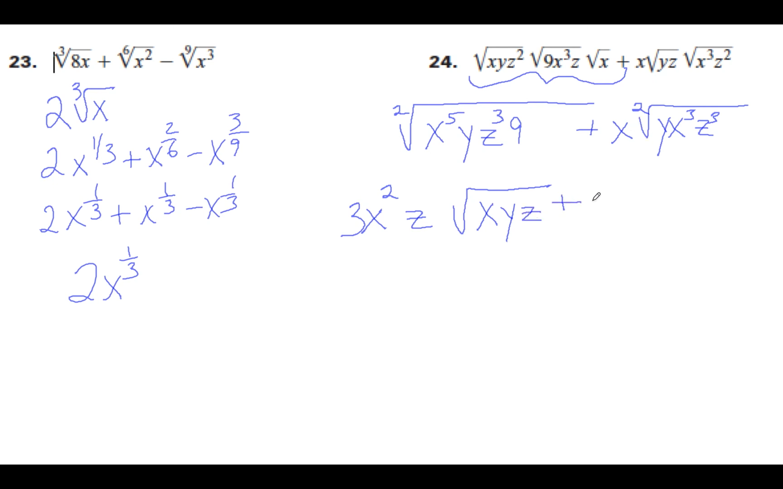This x stays out here. That's another x cubed. Brings me another x out. But it leaves this guy under here. Square root of y I can't do. Z cubed gets me a z out here. Leaves me 1 in here. So 3x squared z plus 1x squared z. These quantities are the same. So it's going to be 4x squared z times the square root of x, y, z.